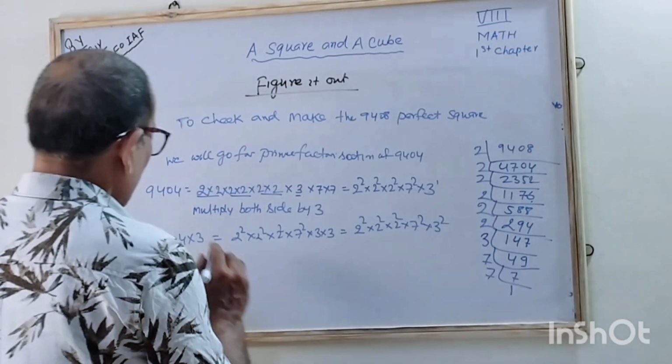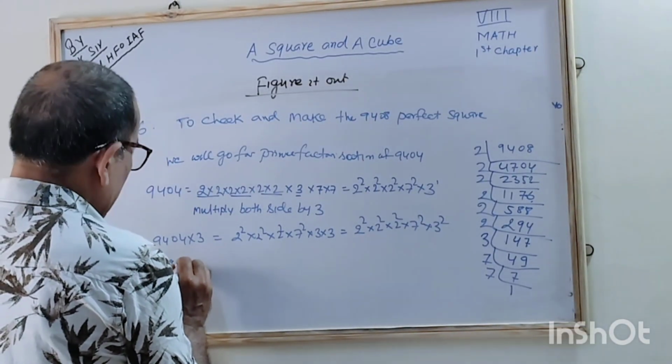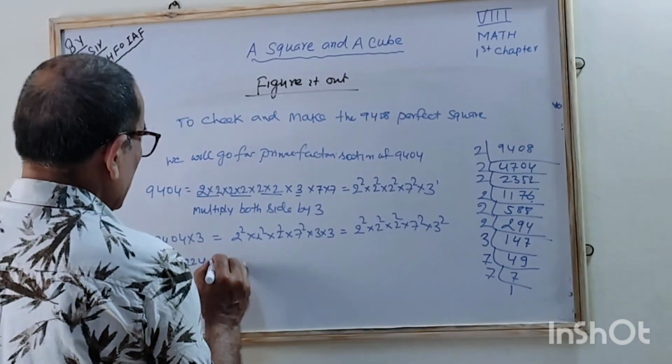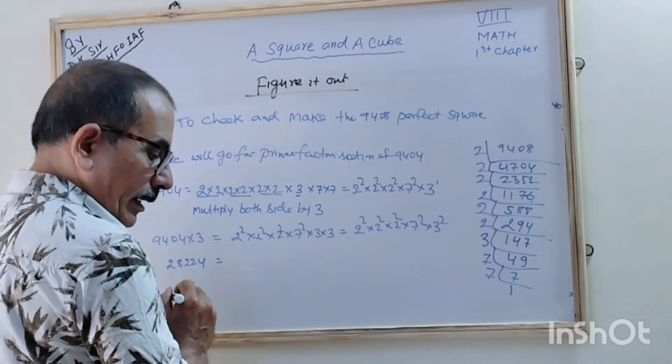Correct? So when you multiply, how much is it going to become? It becomes 28224, which is the square of 2 to the 4. So this becomes a perfect square. Correct? Okay.